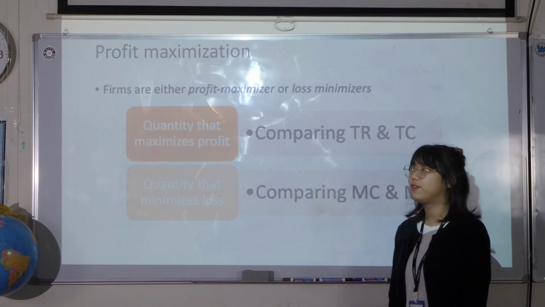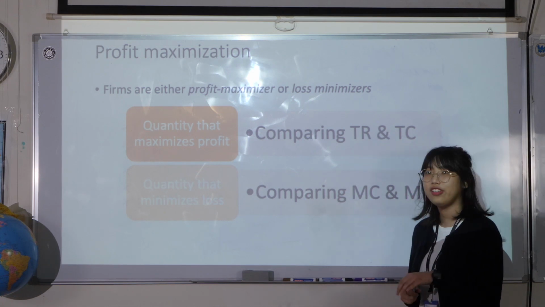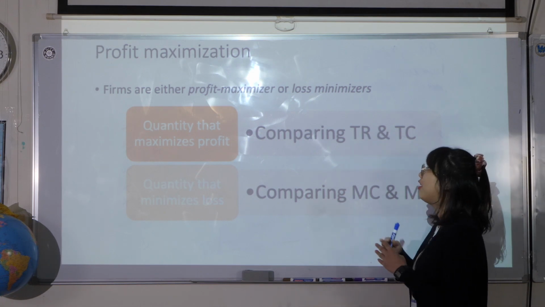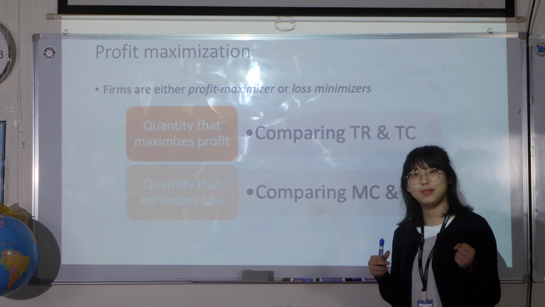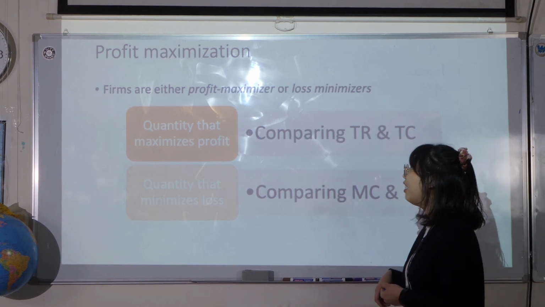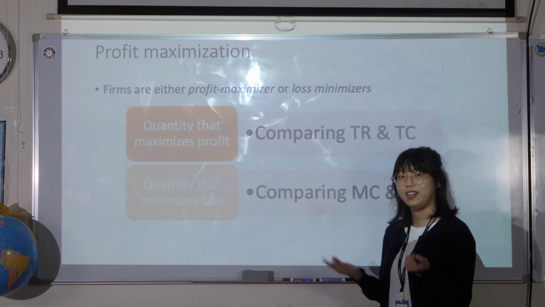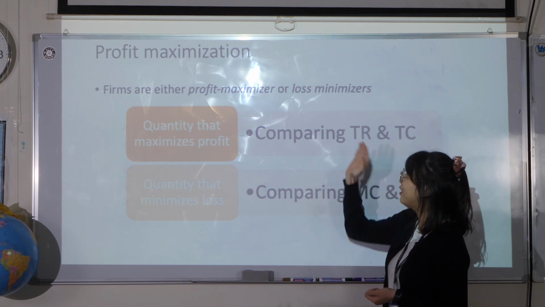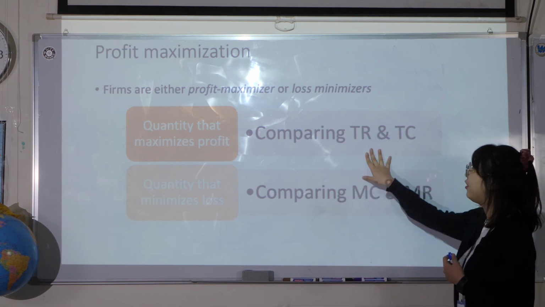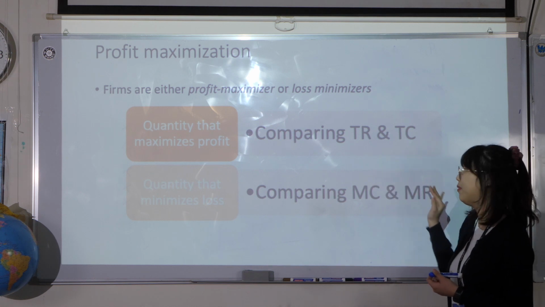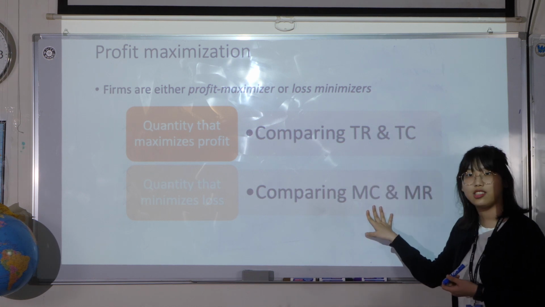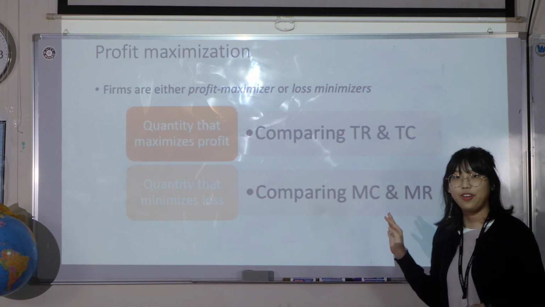The main goal of firms is to maximize their profit. We can categorize firms as profit maximizers or loss minimizers. To do that, we compare their quantity. When they're profit maximizing, we compare the total revenue and total cost. When loss minimizing, we compare the marginal cost and marginal revenue.